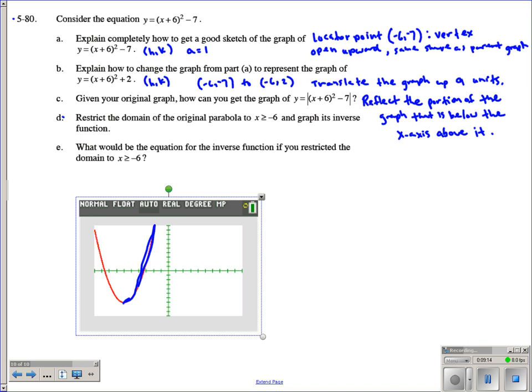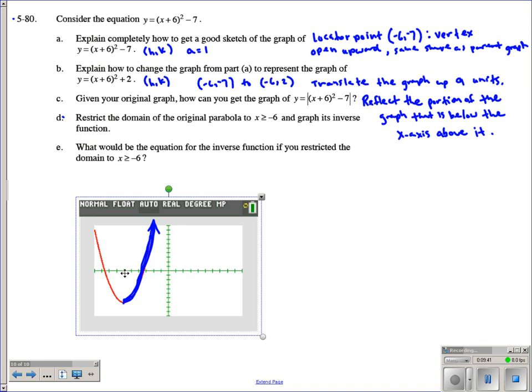I'm just tracing over it so you can see it. I'm not the best tracer, but you get the point, I hope. We don't want these ones here because if we have a restricted domain, that will cause our inverse to not be a function without it. For instance, we wanted to graph the inverse.